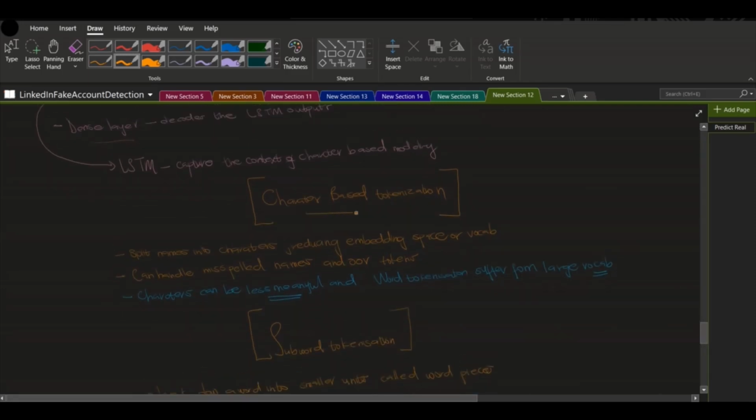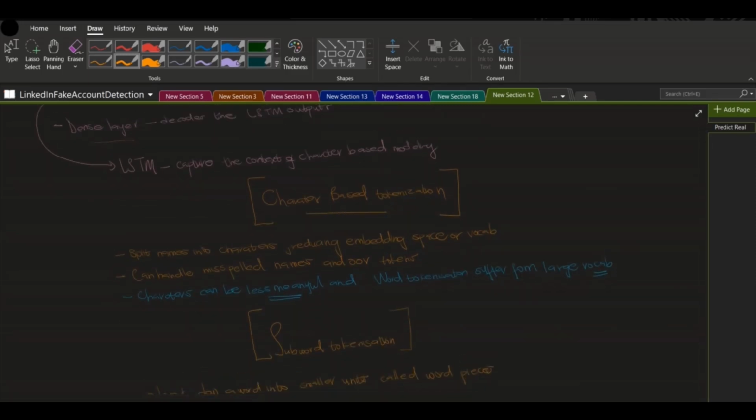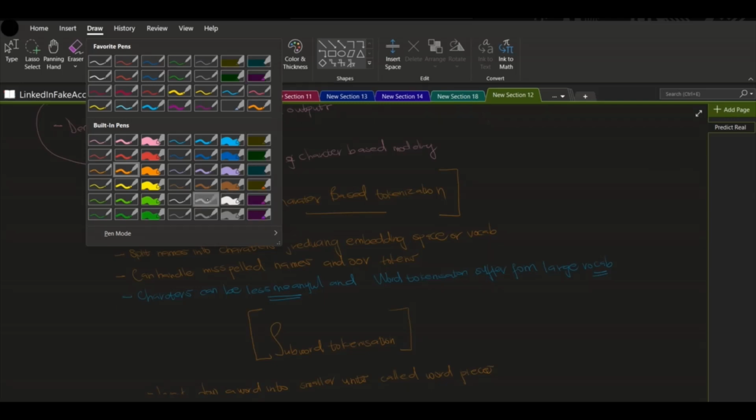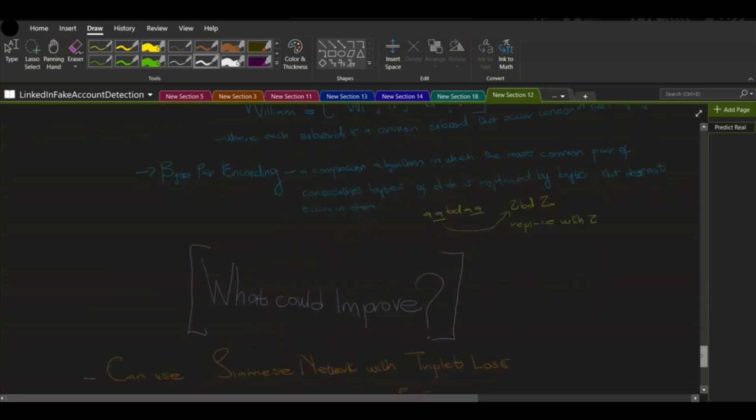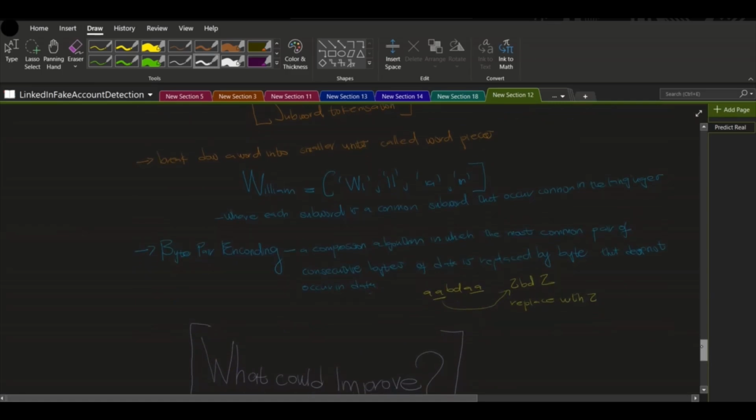Like I said, the character-based tokenization. Essentially, we split the names into characters, reducing the embedding space and vocab. That's the advantage of using character level, right? Another advantage is that it can manage misspelled names. But like I said, the embeddings can be less meaningful.